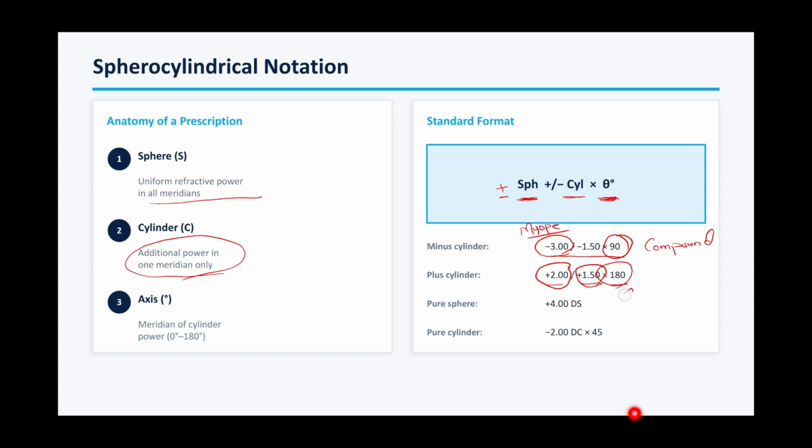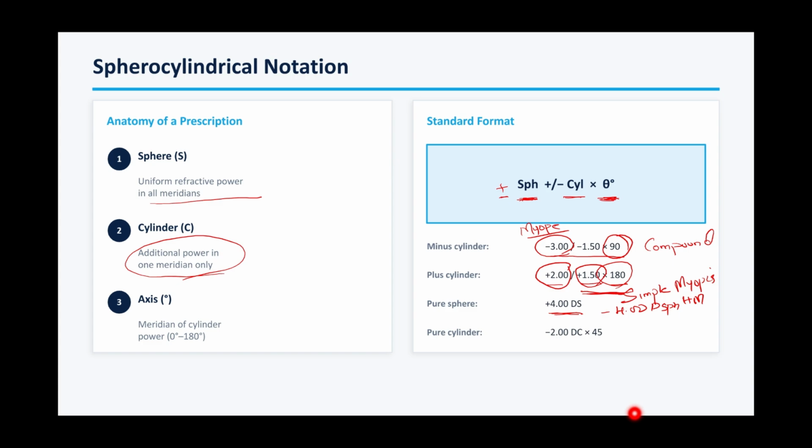Now suppose the patient has just simple myopia or a simple hypermetropia. Then what do we do? Then the prescription will not contain the cylindrical and the axis details. They will have only the spherical correction. If it is a hypermetrope, maybe in this case it is a +4 hypermetrope. If it is a myope, say -4, then the prescription will read as -4 diopter sphere.